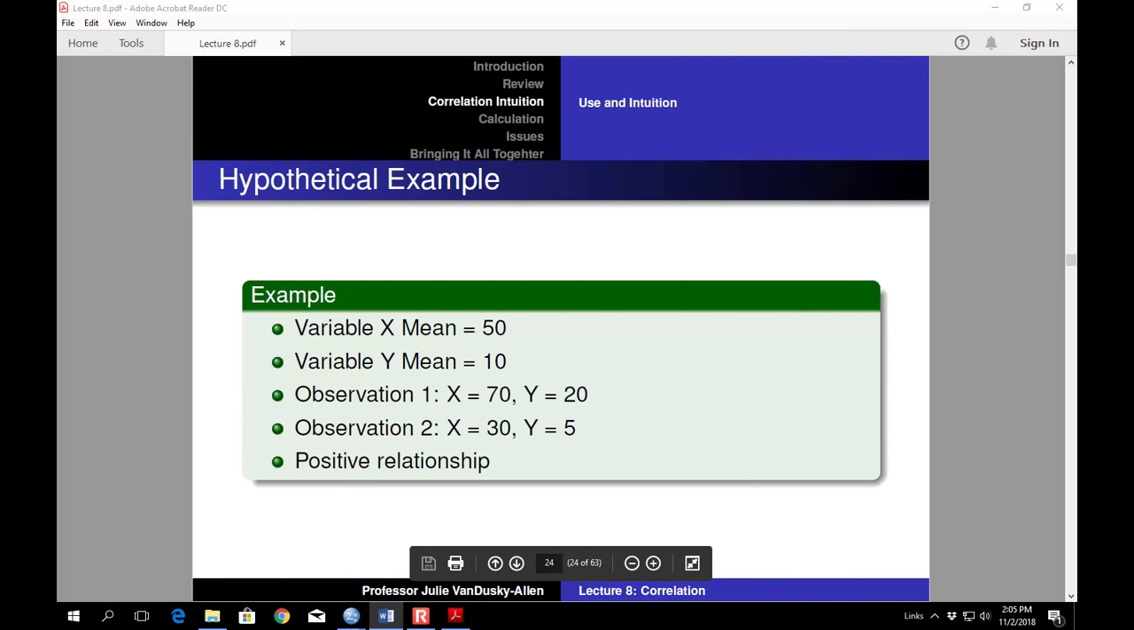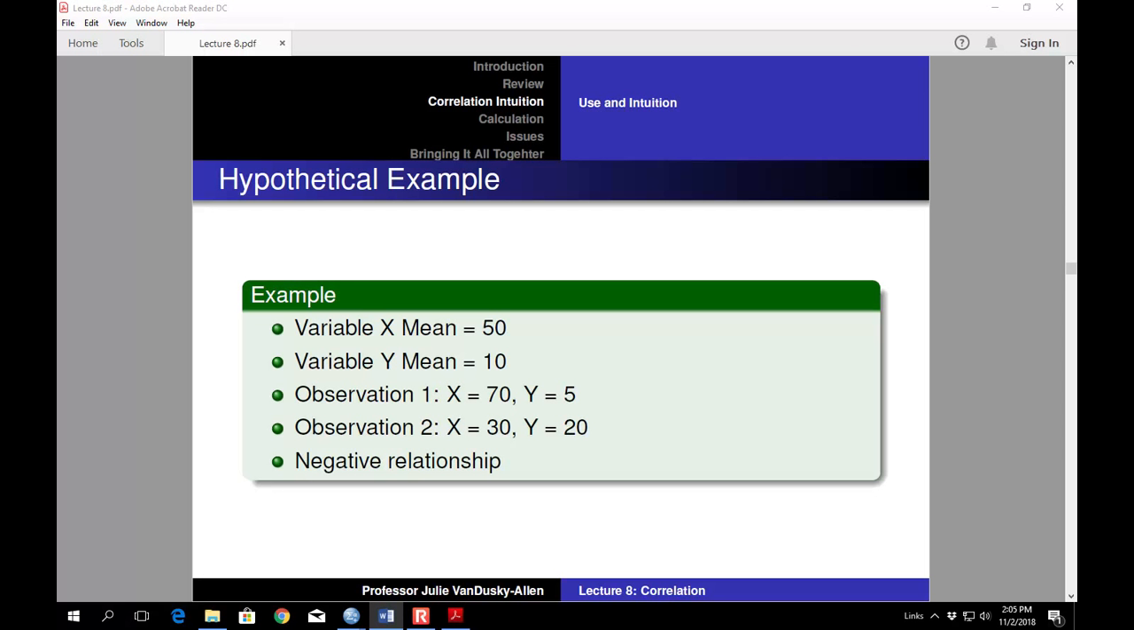As a numerical example, consider the two following variables, variable x and y. The mean of variable x is 50 and the mean of variable y is 10. In observation 1, x is 70, above the mean of x, and y is 20, above the mean of y. For observation 2, x is 30, below the mean of x, and y is 5, below the mean of y. This implies that there is a positive relationship between x and y. When an observation is above the mean of x, it is above the mean of y. When an observation is below the mean of x, it is below the mean of y.